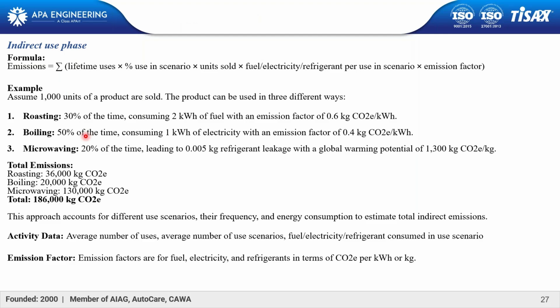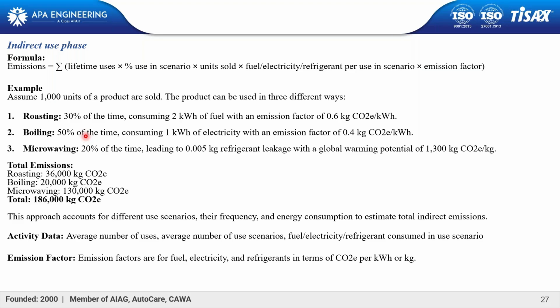The second method here is the indirect use phase. One example for the indirect use phase is, say in the food industry, selling a packaged food material. The lifetime use of the product is multiplied by the percentage use in each scenario, the number of scenarios in which the product is being used, and the units sold, multiplied by the emission factors.